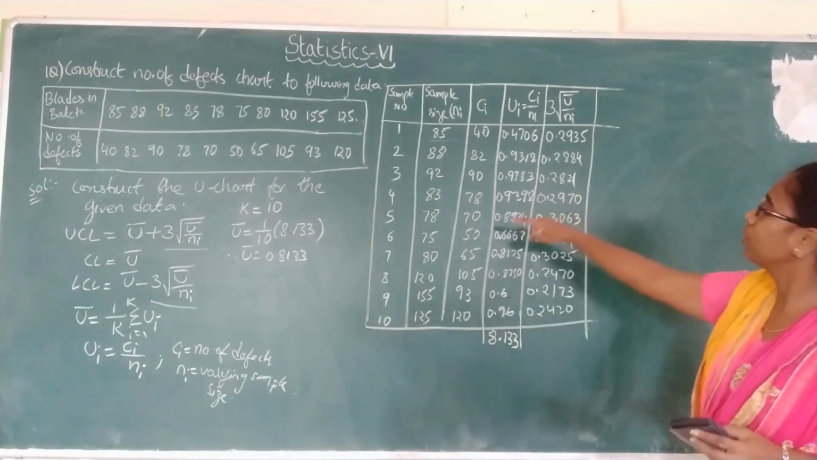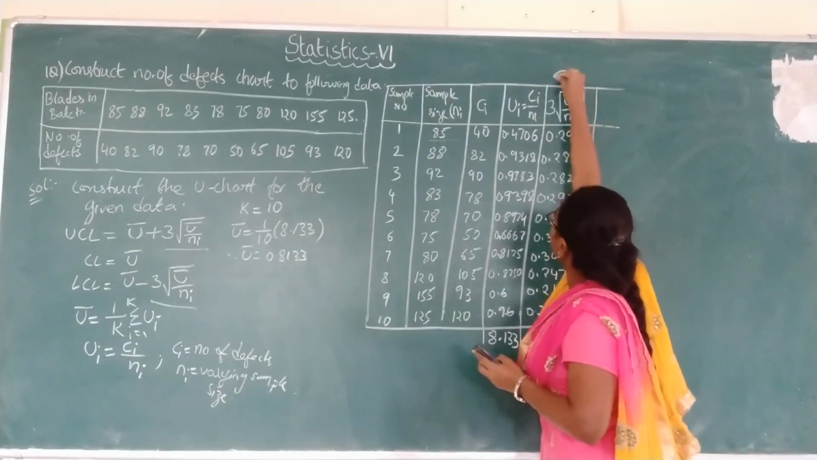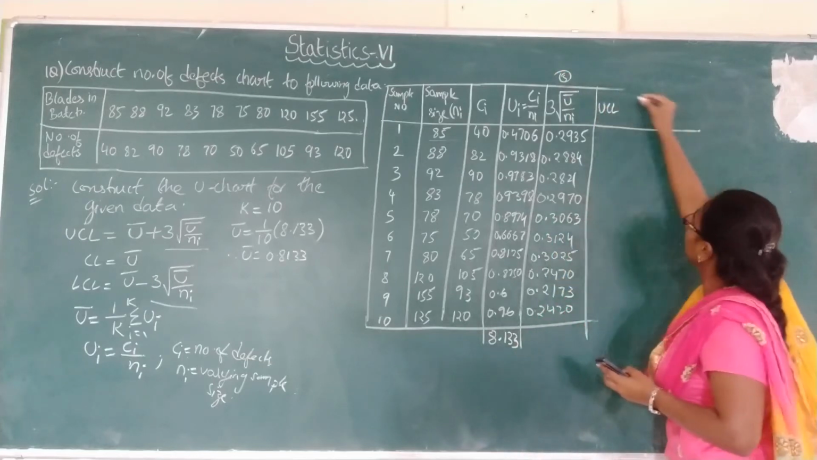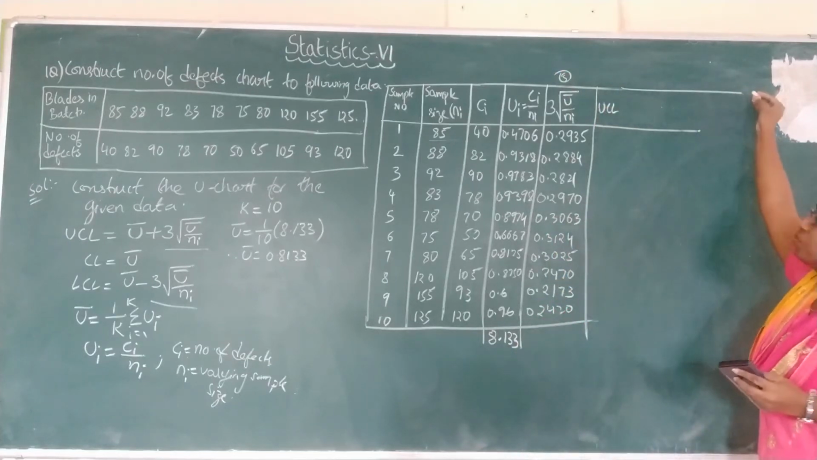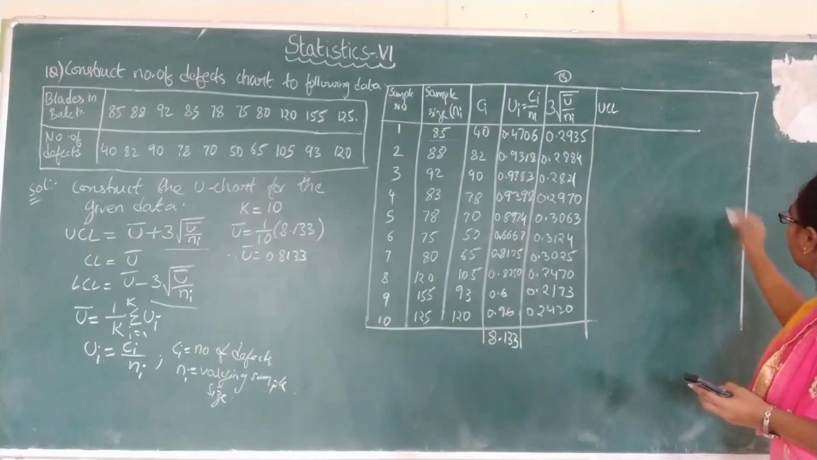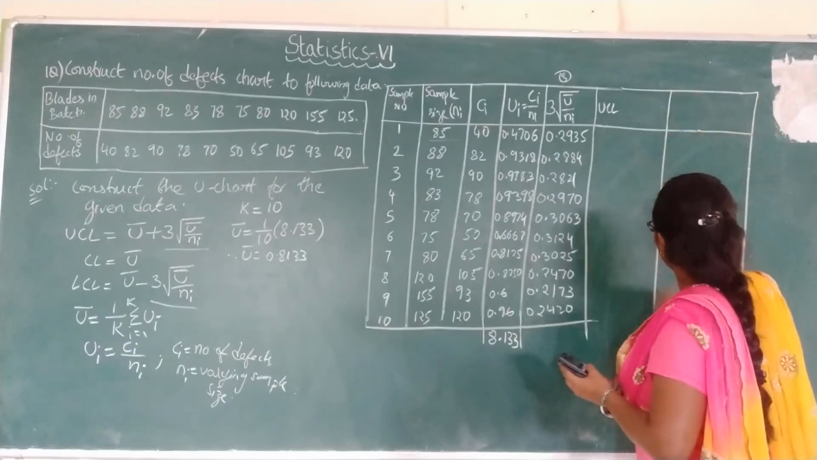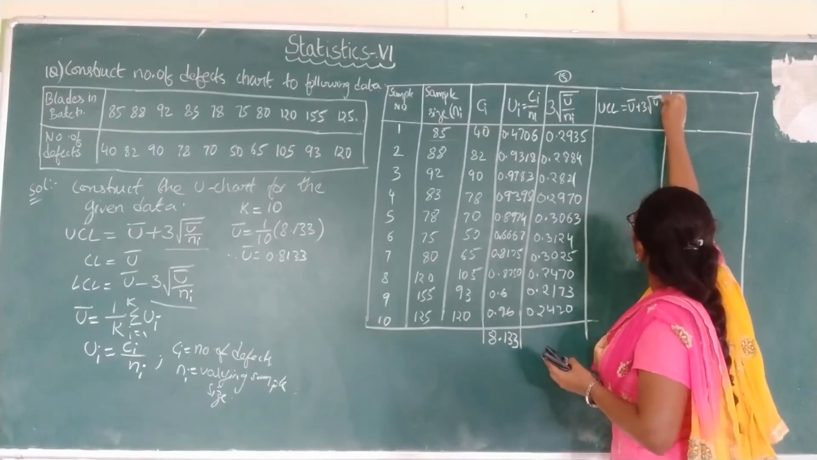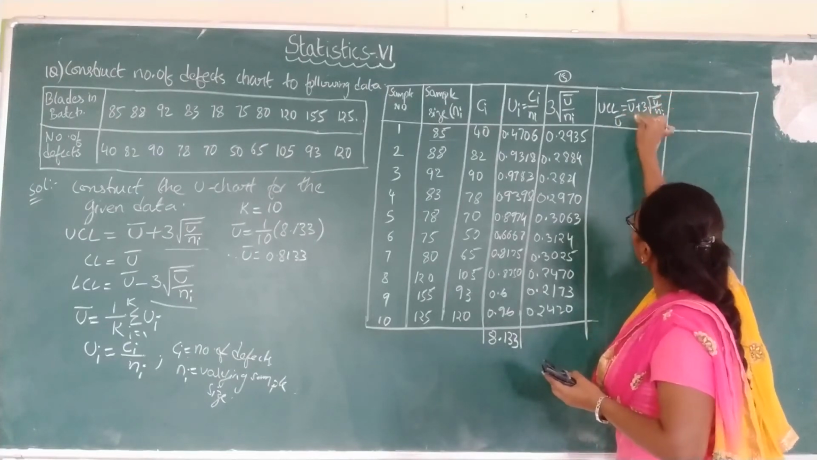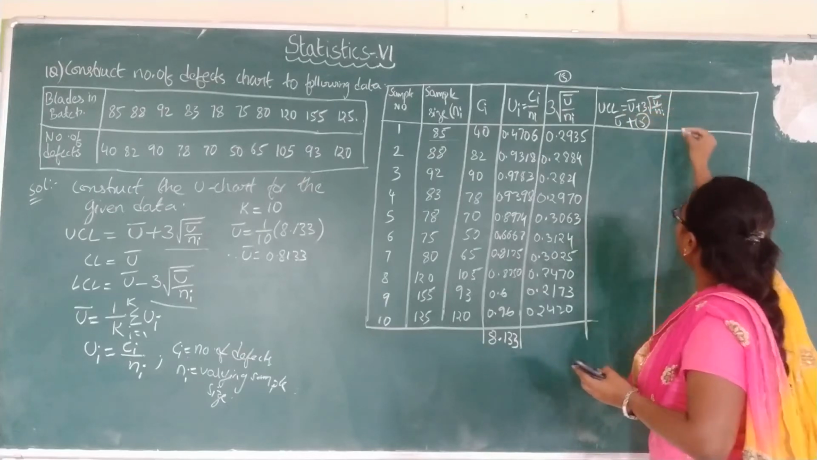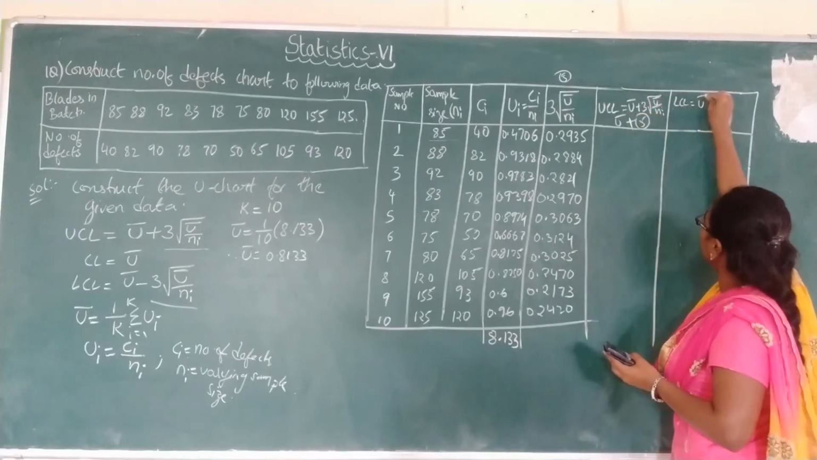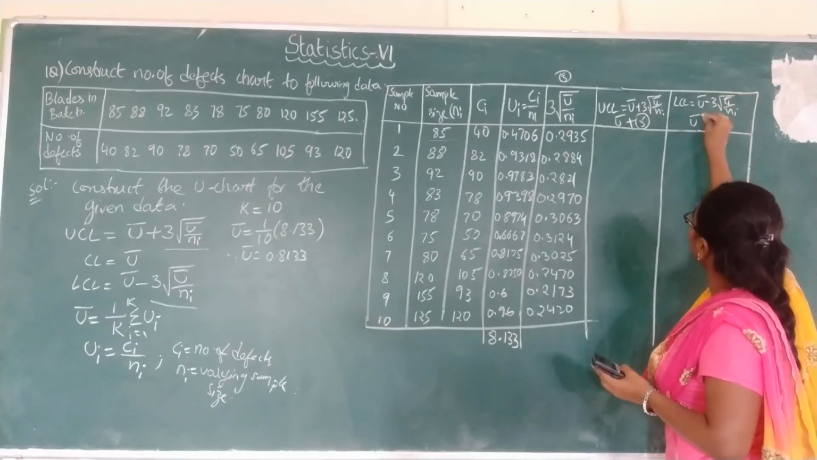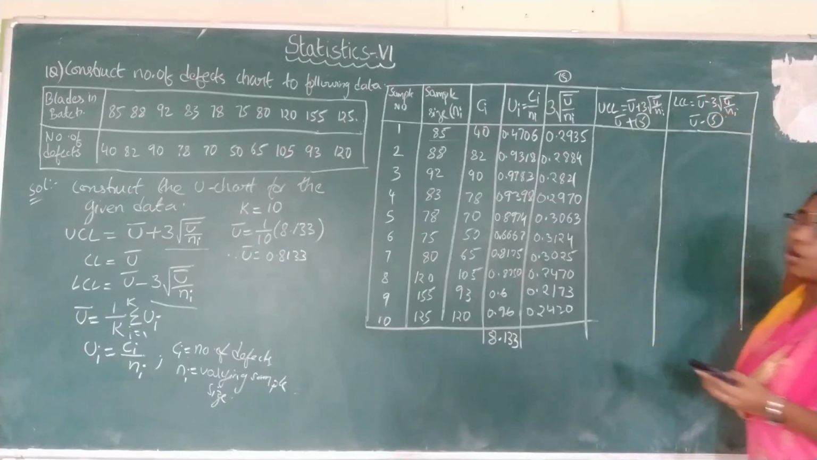1, 2, 3, 4. This is the first column, right? So next column, calculate the UCL value. So what is the UCL value? U bar plus 3 into under root U bar by Ni. That is U bar value plus fifth column, and LCL value is U bar minus 3 into under root U bar by Ni. That is U bar minus your fifth column values.